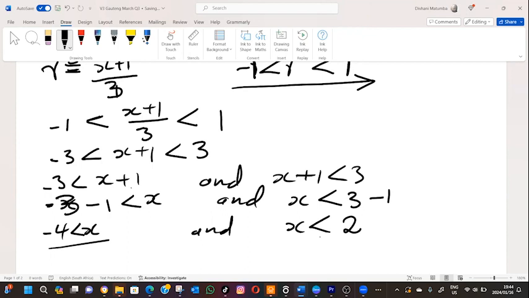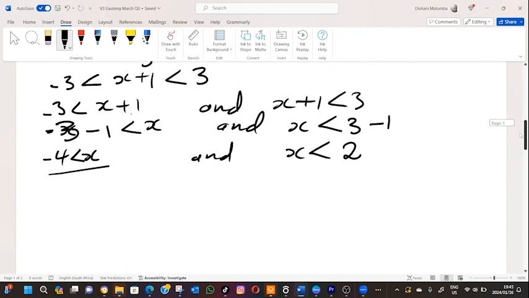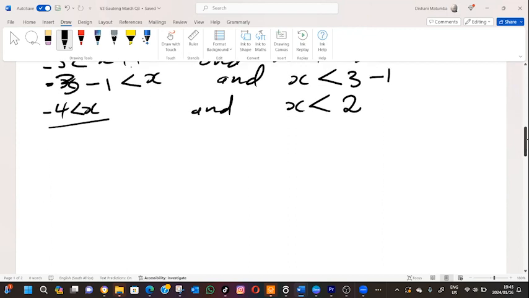We can combine this, can't we? I think we can. Let's see if we can't. -4 is less than x. That's true. And also, the same x is less than 2. This is what we have.